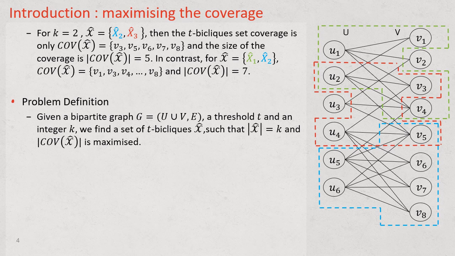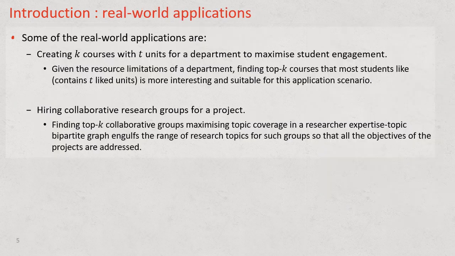Now we define the problem statement for our paper, which is, given a bipartite graph G and a threshold t, we find the set of t-Bicliques such that the number of t-Bicliques in the set is k and the t-Biclique coverage is maximized. We now move on to discuss some of the real-world application scenarios for our problem.